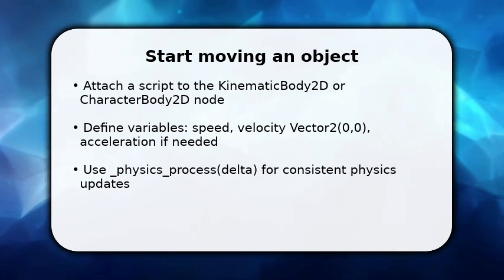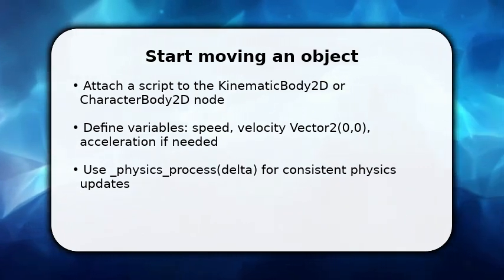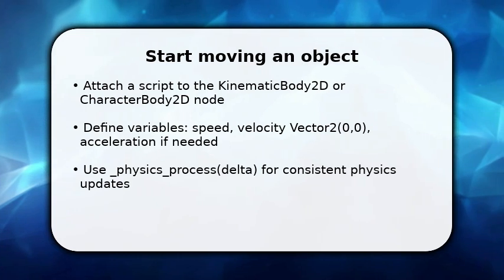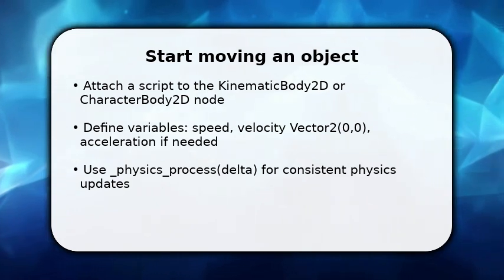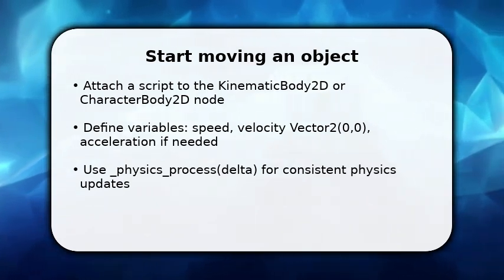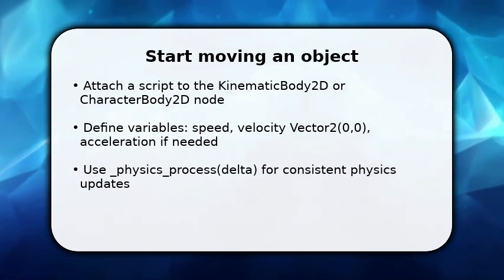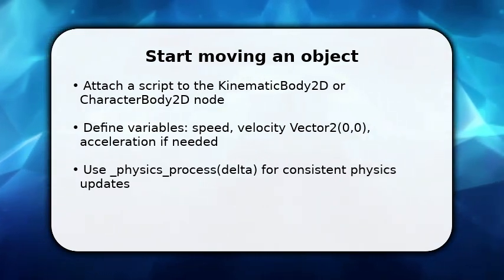Immediately call move_and_slide or move_and_collide so the engine handles collisions. Once done, log values or print velocity to verify direction. This helps confirm movement logic before refining speed or adding friction.